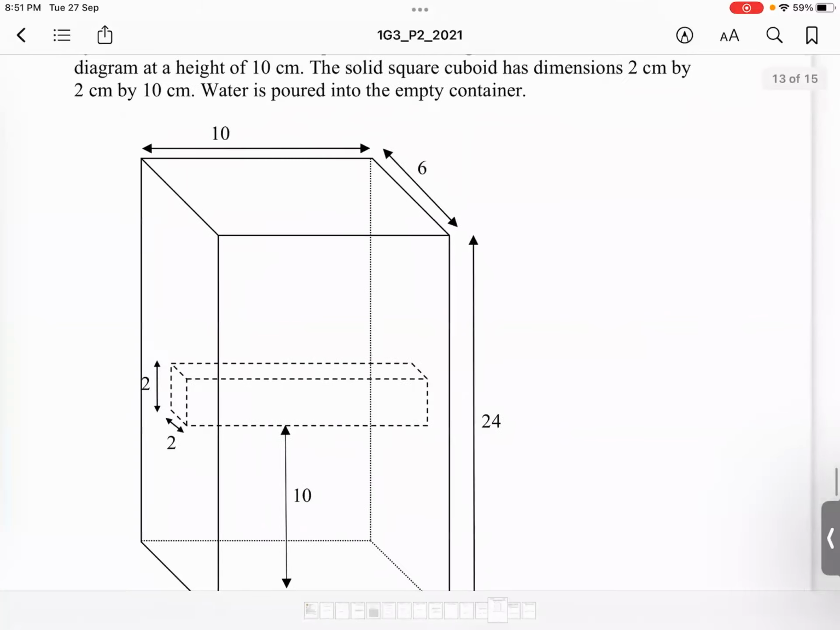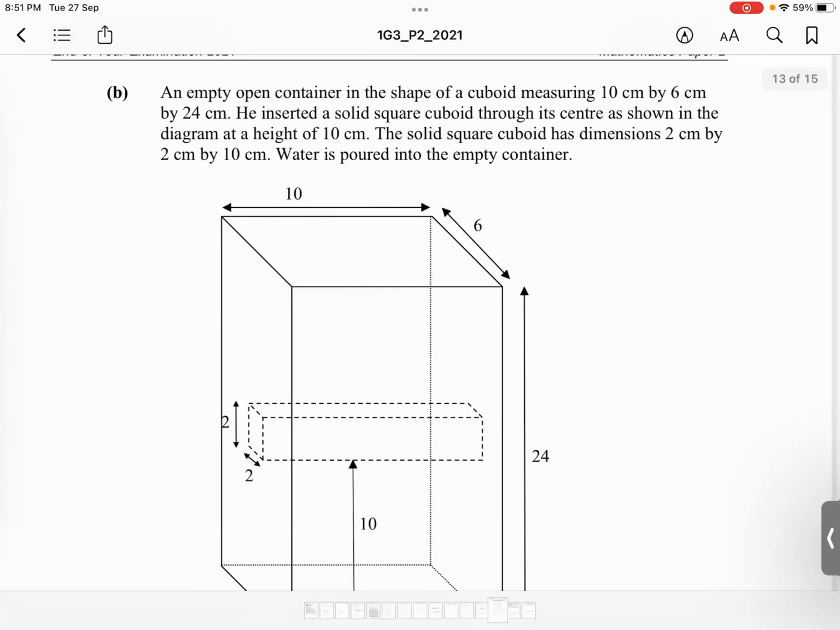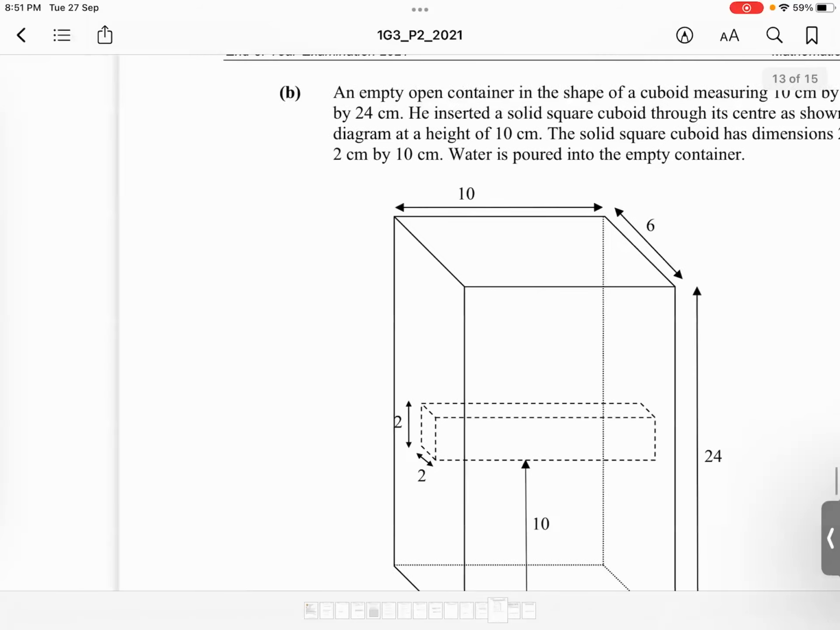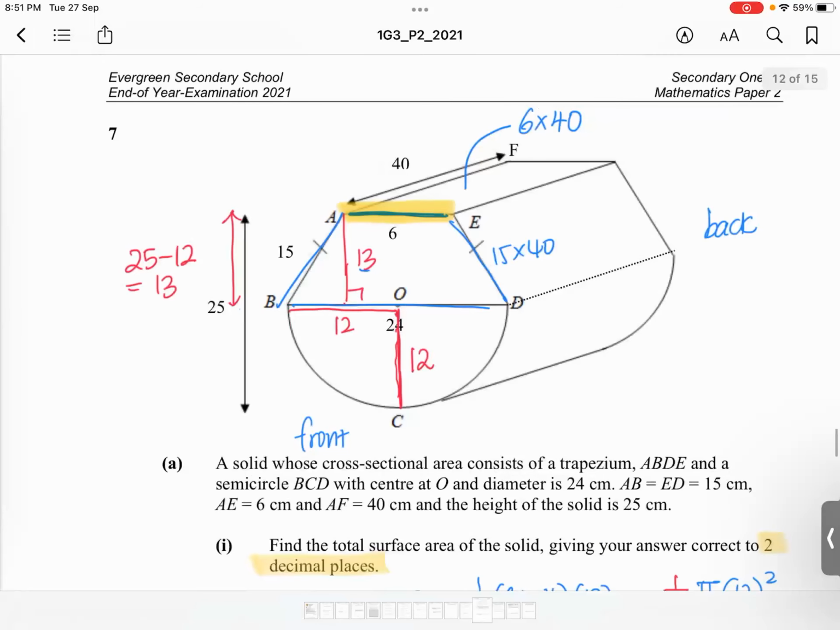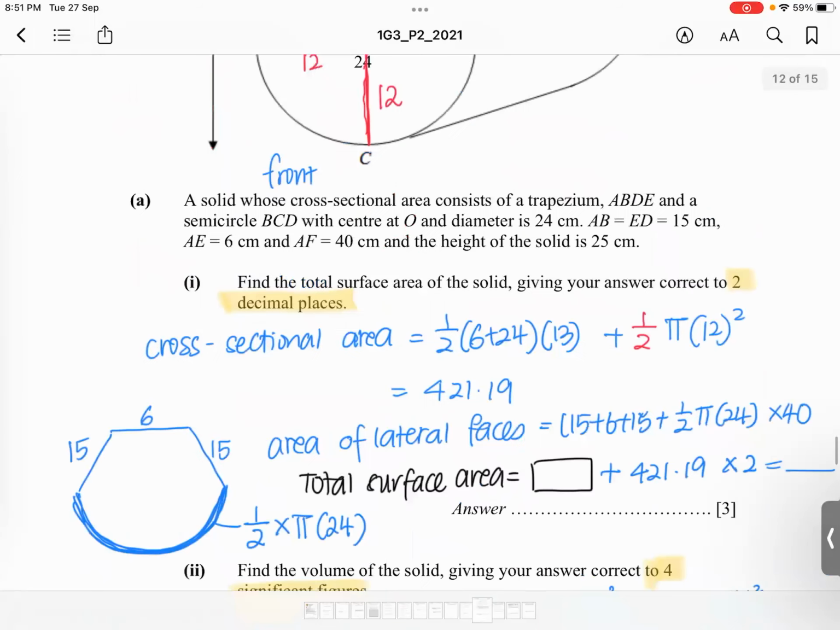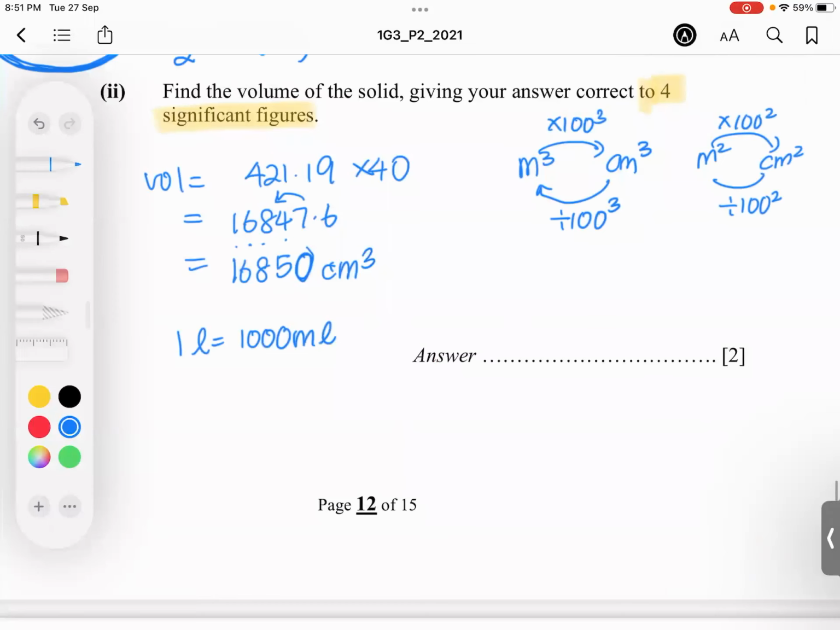Okay, next one, an open container of cm cube to liter. So cm cube to liter, okay, wait, give me a minute. Let me go back to my previous page. Cm cube to liter, 1 cm cube. 1 liter is equal to 1000 ml. 1 ml is equal to 1 cm cube. Okay, so you must know this one standard. Okay, so 1 liter is equal to 1000 cm cube.